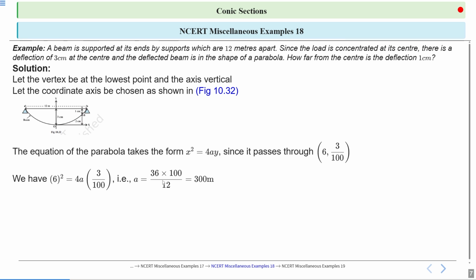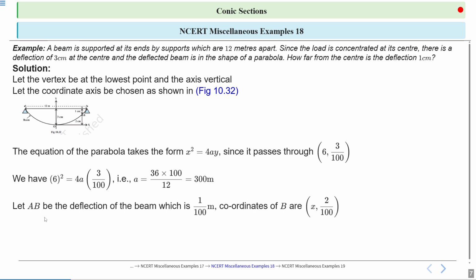That is a is equal to 36 into 100 upon 12. Okay, and 3 into 12 is 36. So here you can cancel by 3 into 12, that is 36. Okay, so you will get 3 into 100 equal to 300 meter. So a is equal to 300. Let AB be the deflection of the beam, which is 1/100 meter. Coordinate of point B are (x, 2/100).